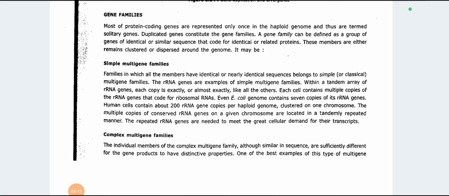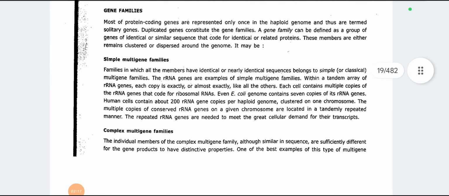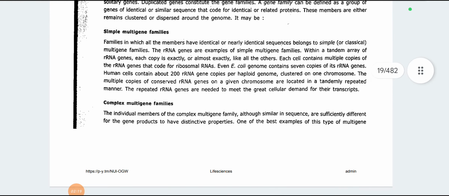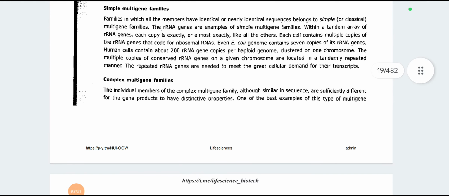These are clustered or dispersed around the genome. So it can be a simple multigene family or a complex multigene family. So what is a simple multigene family? A simple multigene family is one where all the members have identical or nearly identical sequences. The rRNA genes are examples of simple multigene families. Within a tandem array of rRNA genes, each copy is exactly or almost exactly like all the others.